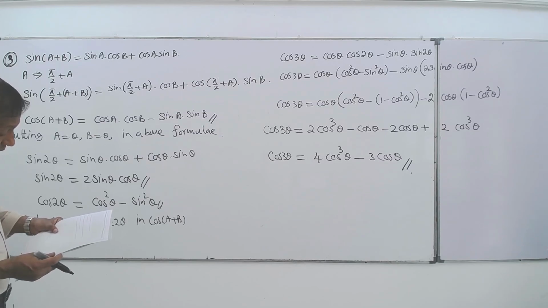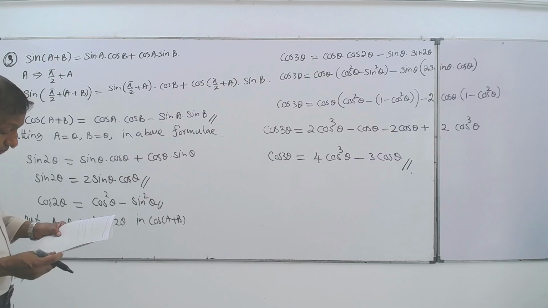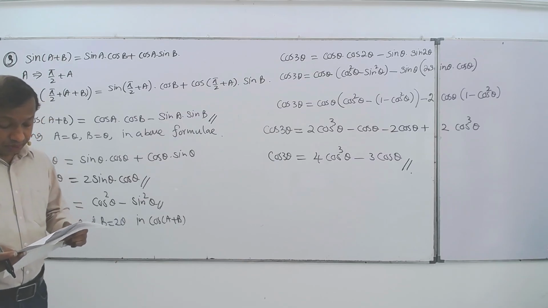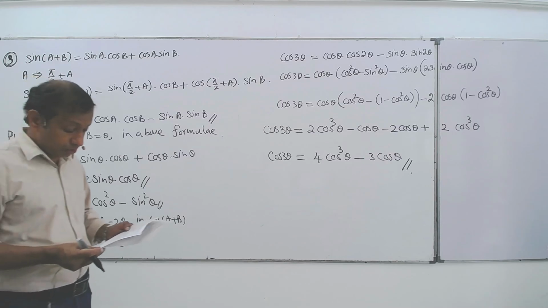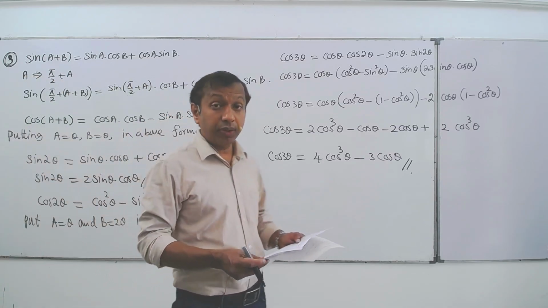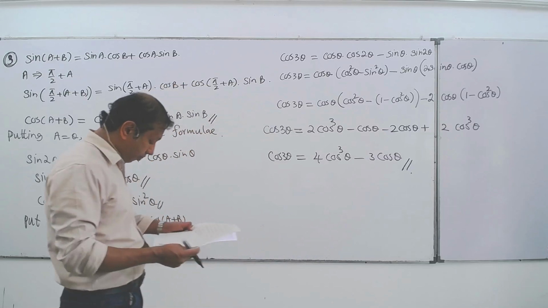Okay, finally asking, using the results above, solve the equation cos 3 theta minus 4 cos 2 theta plus 2 cos theta minus 2 equals 0. Let's see how to take that one.